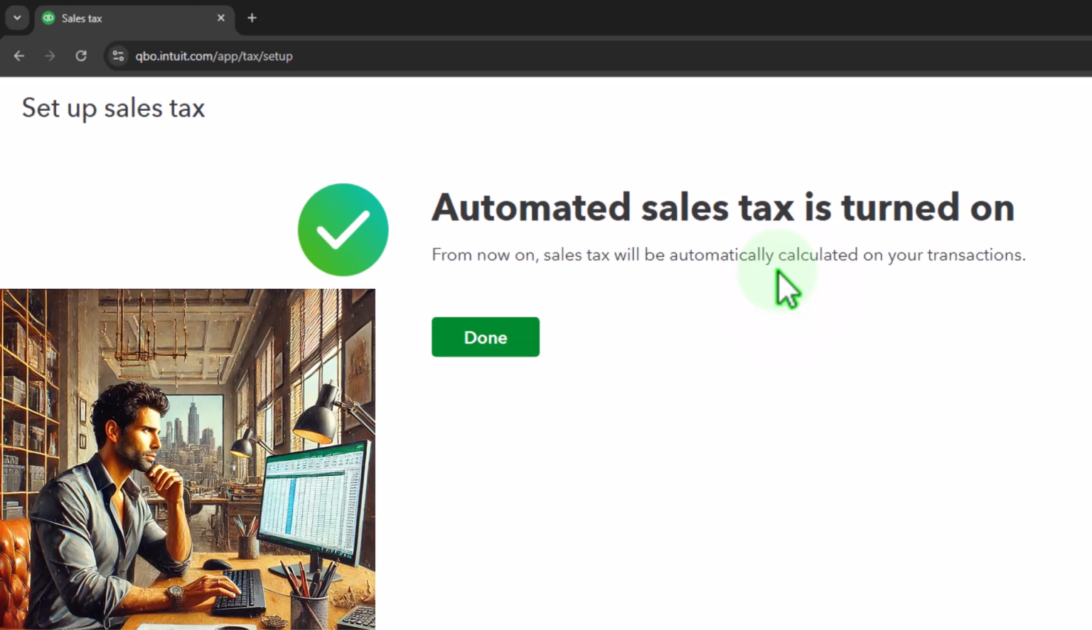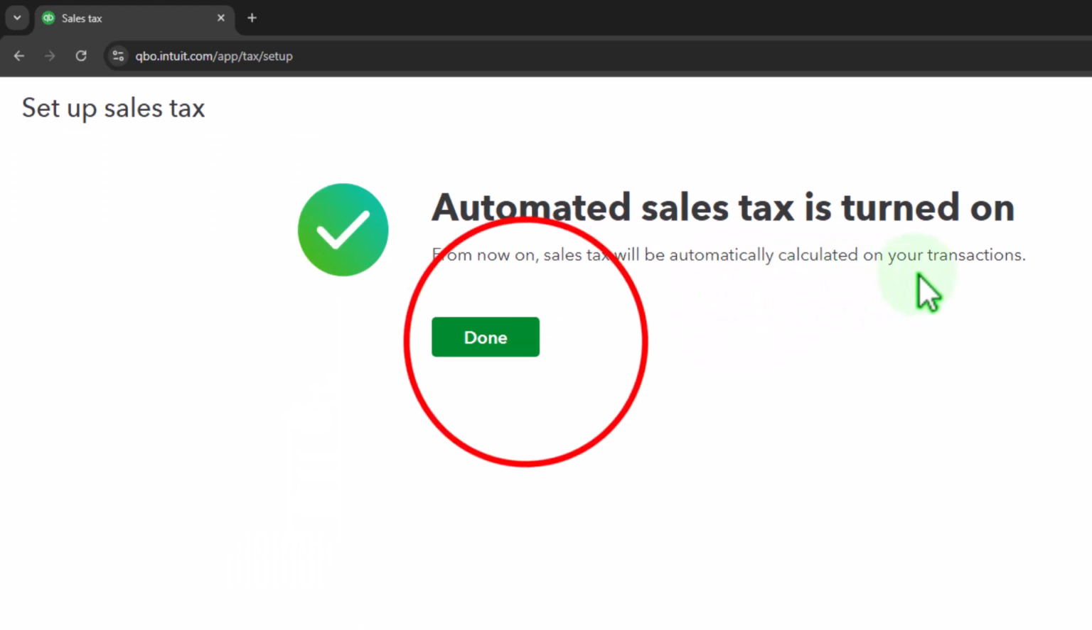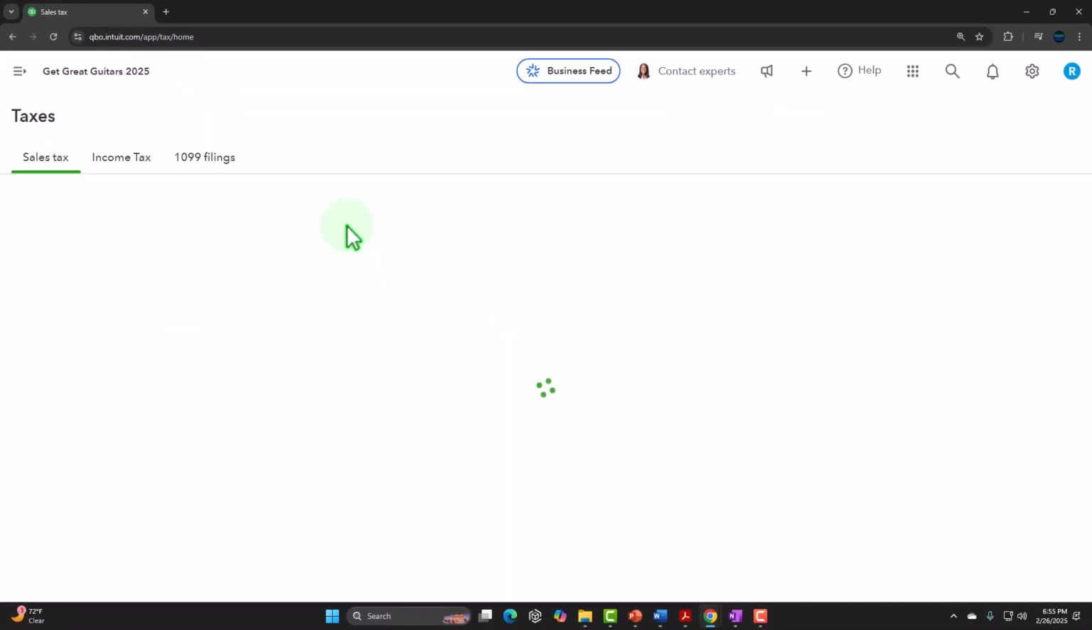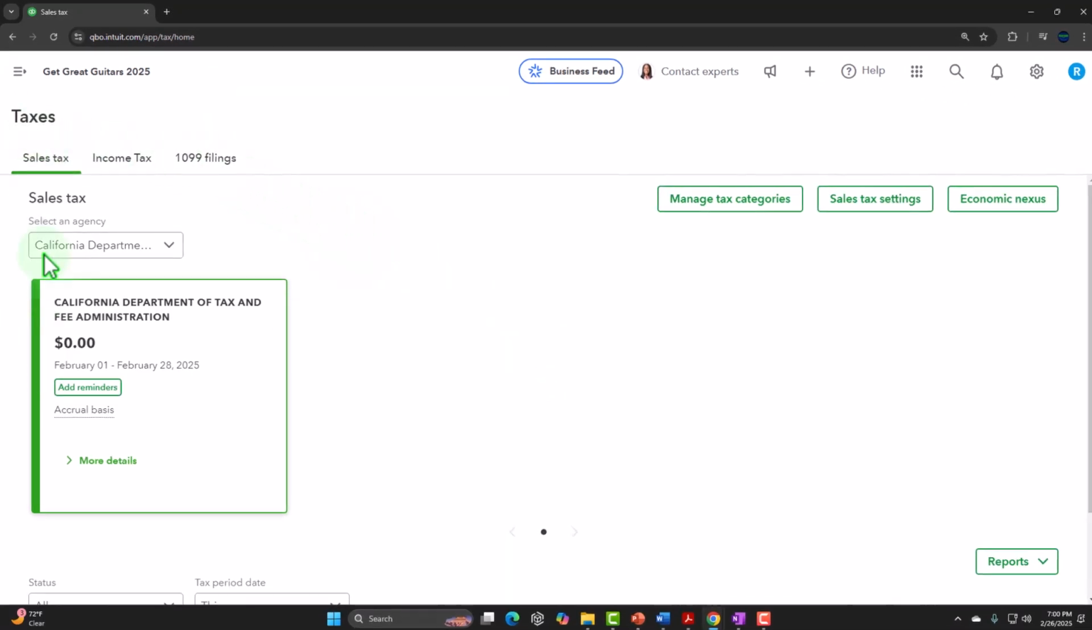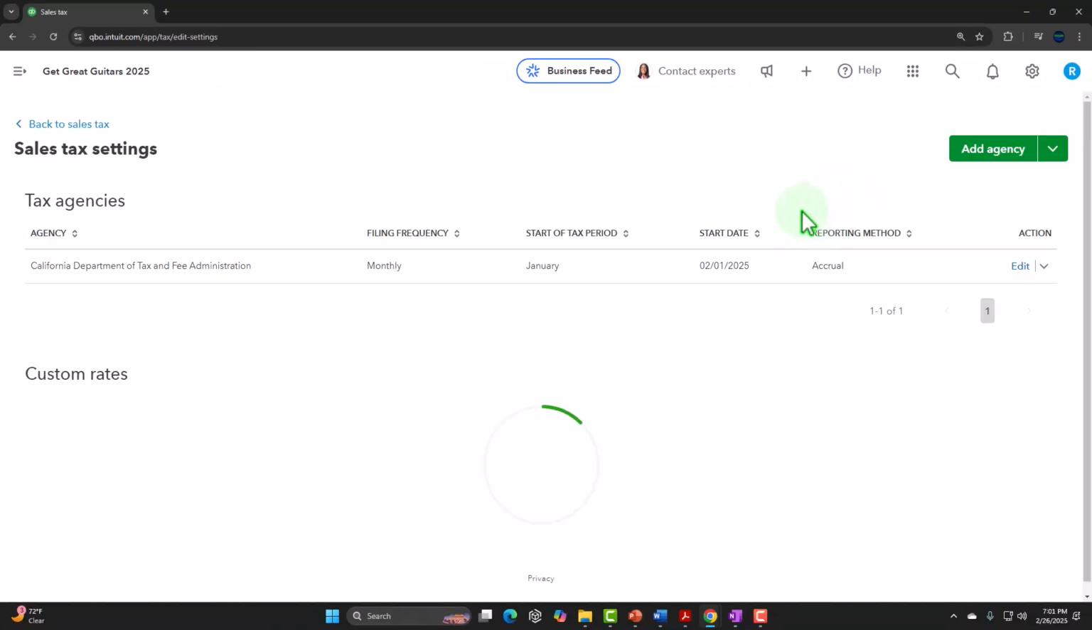So we have the automated sales taxes turned on. From now on, sales tax will be automatically calculated on your transactions. Done. Sweet. All right, so now we have the taxes set up. Here it is. But what I'd like to do is put together a generic sales tax, which is simply going to be 5%, just to make it generic so that you can get the concept of it, but not have it be specific to the location of California. So if I go up top, we have the managed tax categories, and then we've got the sales tax settings. Let's go into the sales tax settings here.